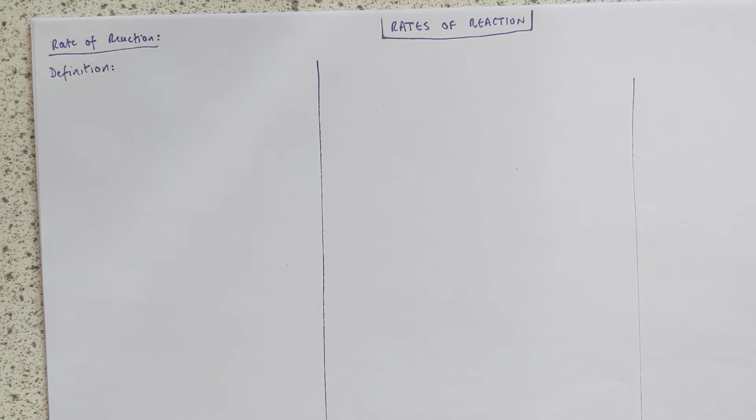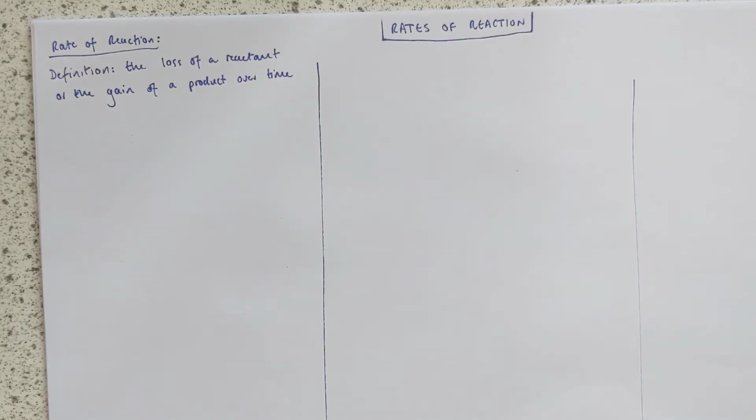The first thing we need to know about the rate of reaction is a definition for what we actually mean by rate of reaction. Essentially, the rate of reaction is measuring how quickly you will lose a reactant or make a product over time. Obviously, in any reaction, you start with reactants and they turn into products. If you're able to keep track of how quickly the product is made or how quickly the reactants are used up, you've got an idea of how quickly the reaction is going, which is what is meant by rate of reaction.